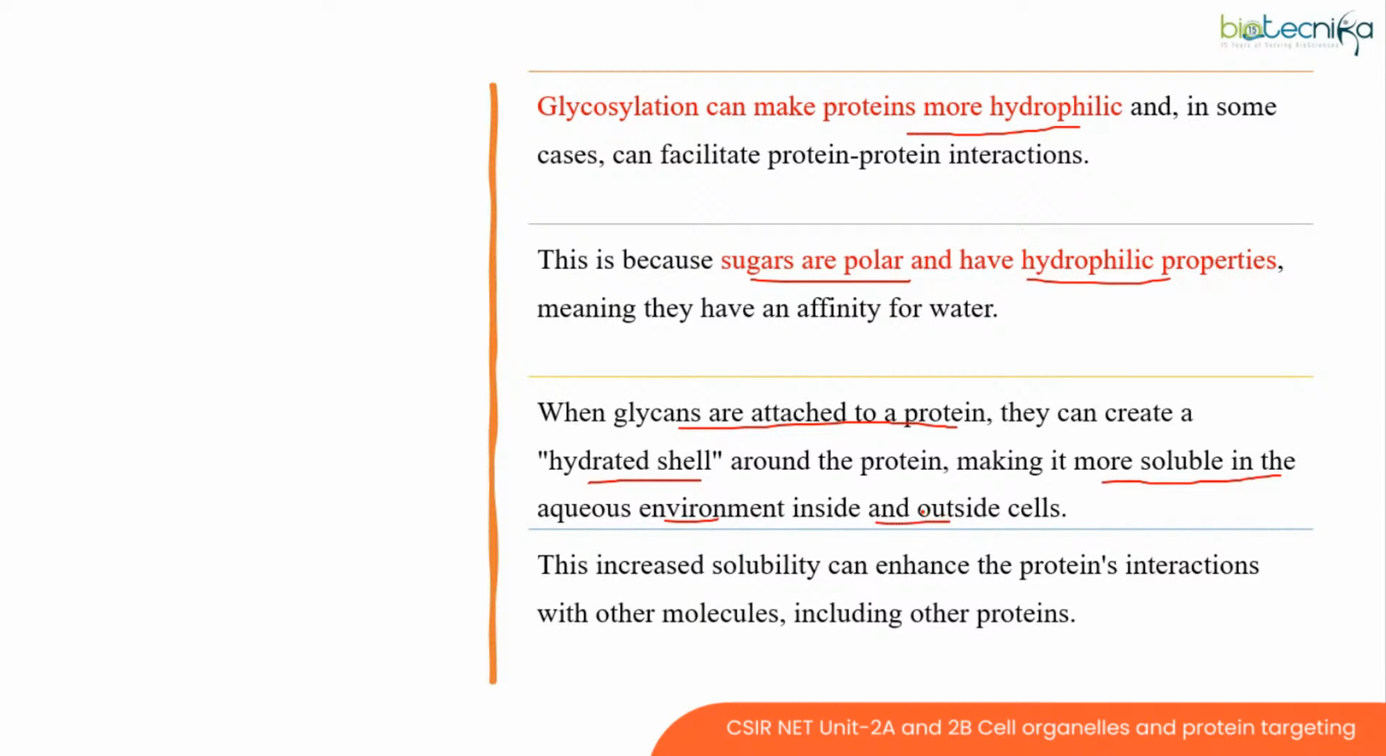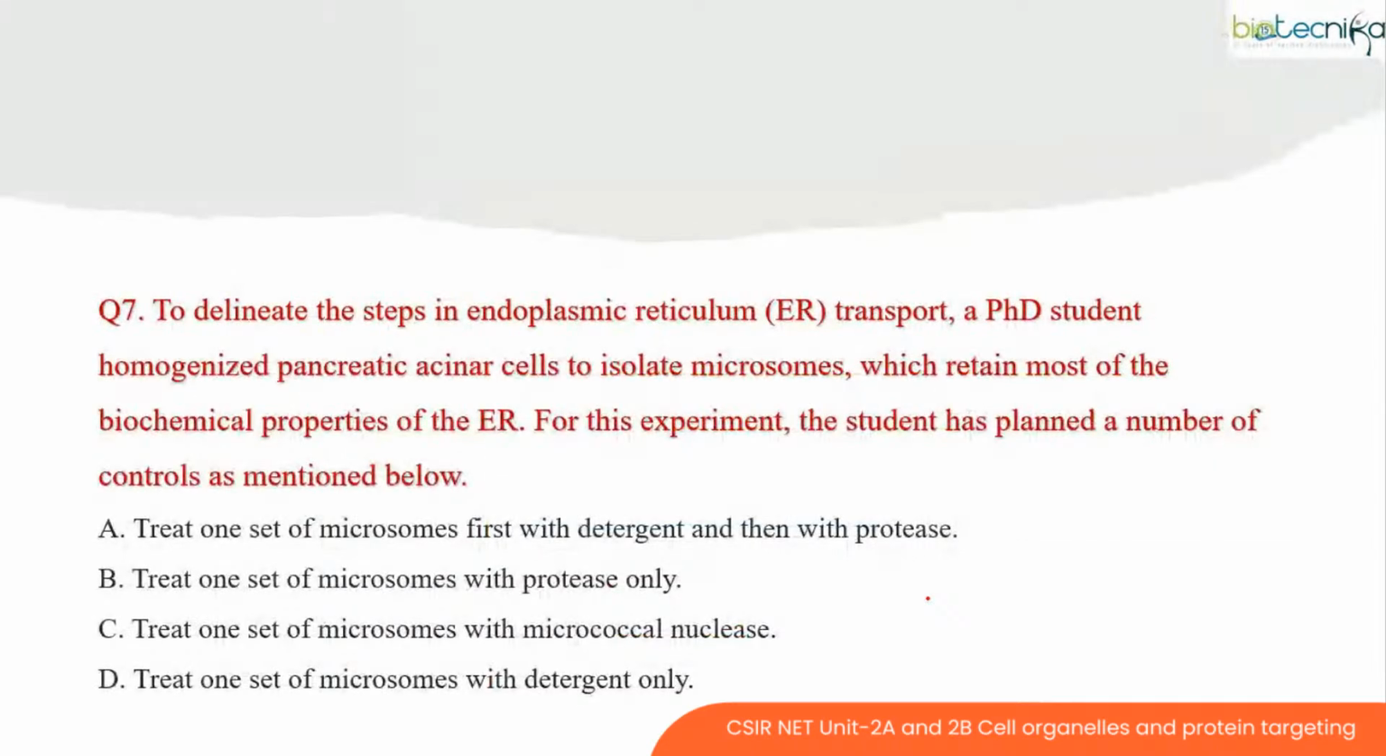Absolutely correct, Vrinda. Yeah, you are speaking regarding the collagen protein, right? Ascorbic acid, yes. So this increased solubility can enhance the protein's interaction with other molecules, including other proteins. Okay, then. Moving on to our next question.